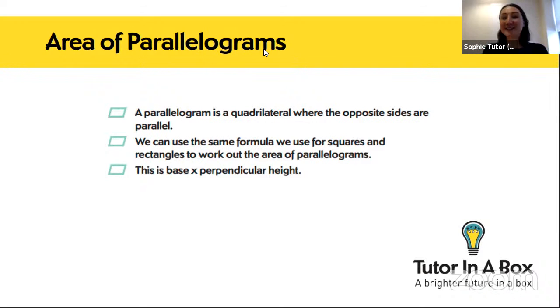Okay, so now it's your turn. So I want you guys to draw a shape for me, okay? So grab a piece of paper, grab a pen. I want you to draw a shape for me, and I want you to work out the area, okay? So it could be a square, it could be a rectangle, it could be a triangle, it could be a parallelogram, it could be maybe an L shape. So have a go at drawing a shape and working out the area for me.